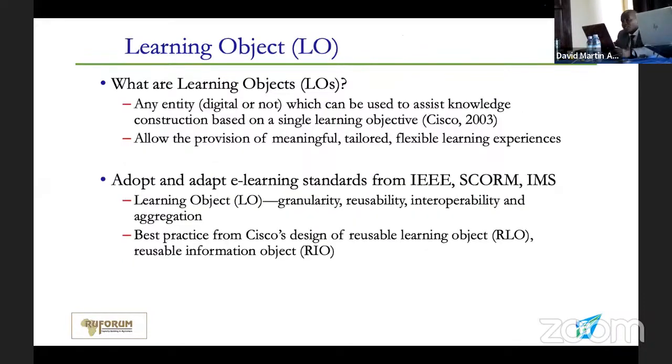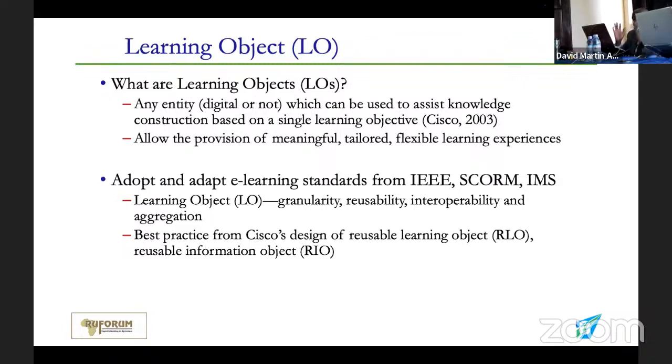So as I say, the learning object is just an entity, which can be digital or not, which can be used to assist in knowledge construction based on a single learning objective. It is used by Cisco sometimes, but Wari was the first person to develop the learning object. But Cisco has been able to develop this in a more professional way, and they are using it in the best way possible. But even other people have come up with different definitions. For example, learning objects is about granularity, reusability, interoperability, and aggregation.